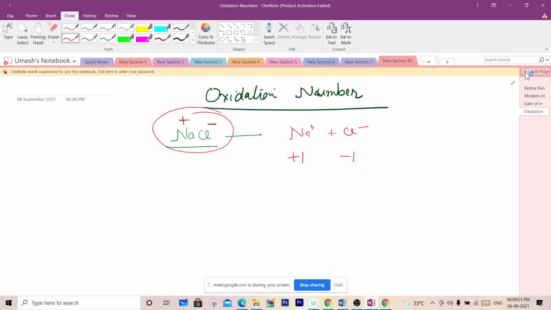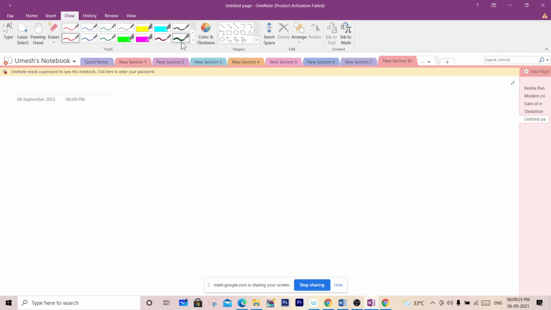So how to determine the oxidation number? There are certain rules. Write down rule number 1. Oxidation number of hydrogen is always taken as plus 1, except there are some exceptions there.